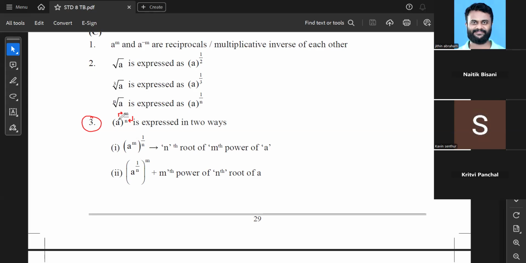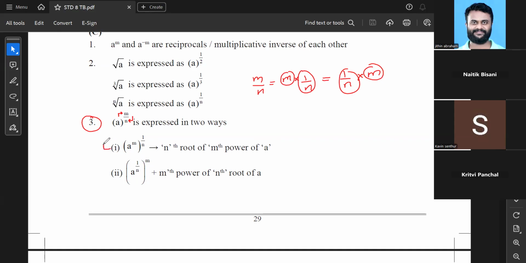Now, m upon n can be written in two ways. I can write this as m multiplied by 1 by n. This is one option. Or I can also write it as 1 upon n multiplied by m. दोनों correct है. I can take m first and then 1 by n, or 1 by n first and then m.